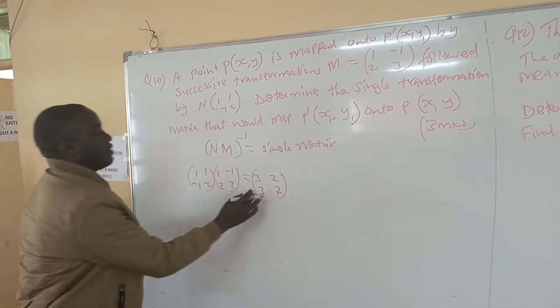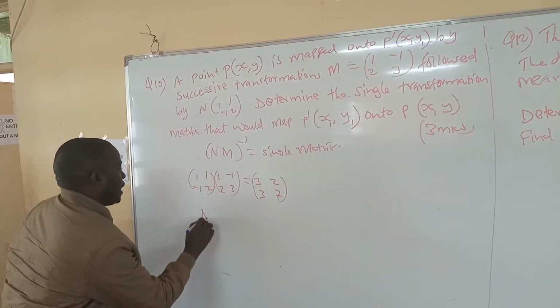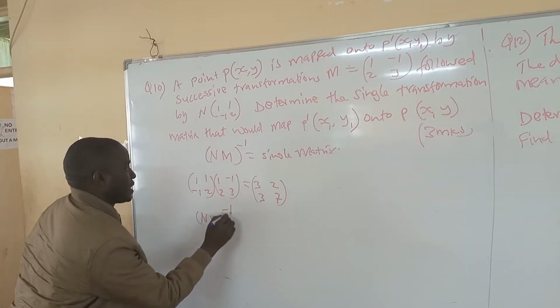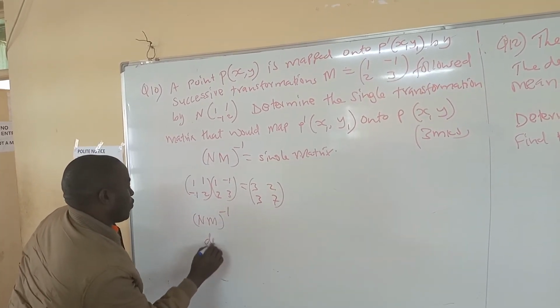Then we find the inverse of NM. We first of all need to find the determinant.